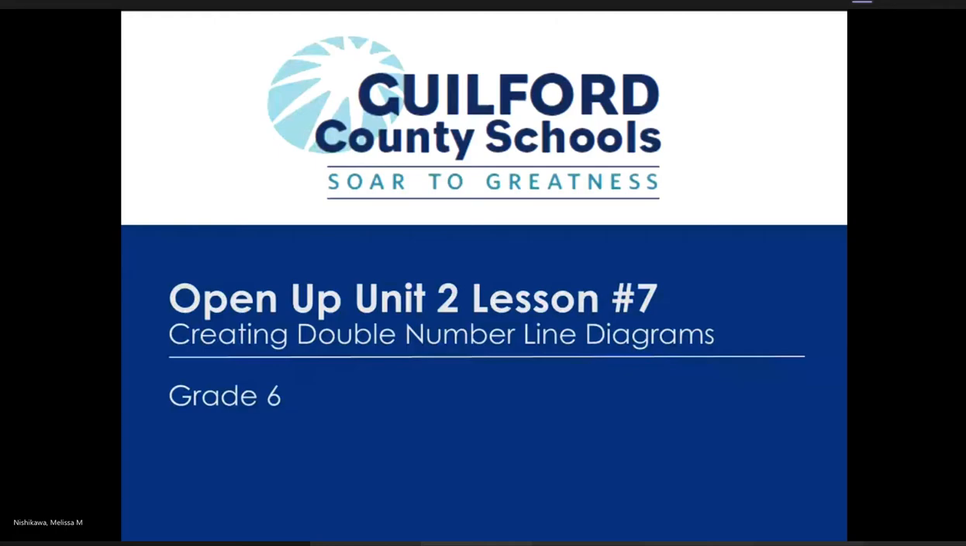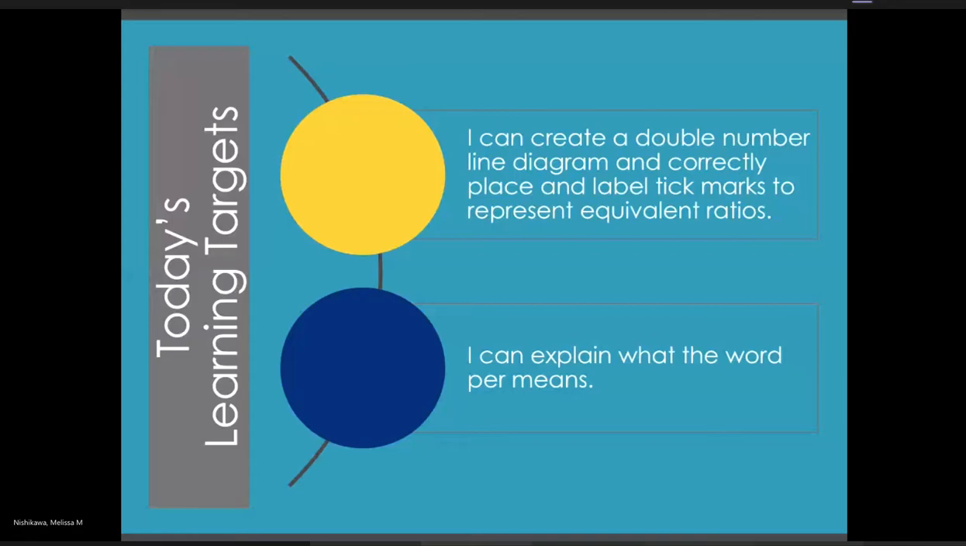I know we've talked about how to read a double number line and we've played around with it a little bit. So by the end of today, I'm hoping that you can create a double number line if you are given a set of ratios, and so that you can use the tick marks to represent equivalent ratios or batches, and we'll talk about that, and that you can explain what the word per means. So as we get into that, we'll talk about it.